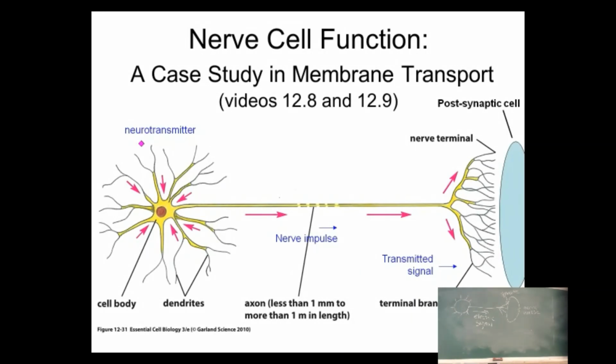Does anybody know what the nerve cell has to do? Increase the concentration of something. So it turns this electrical signal, as the membrane potential is changing, into a chemical signal at the synapse.